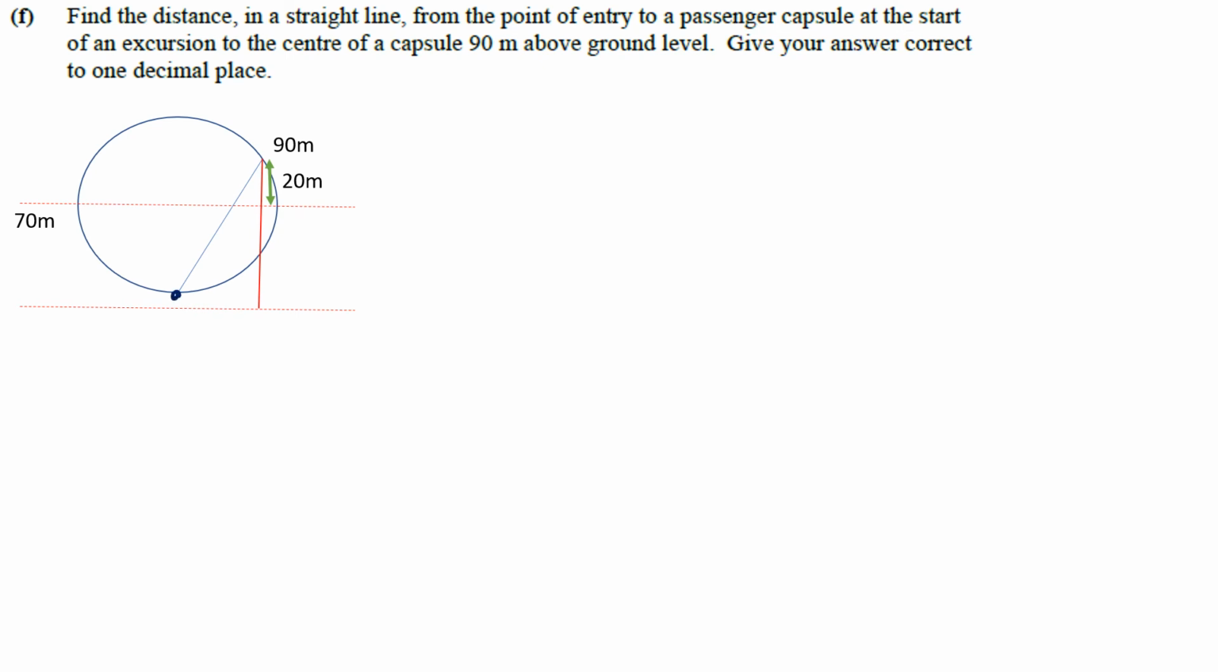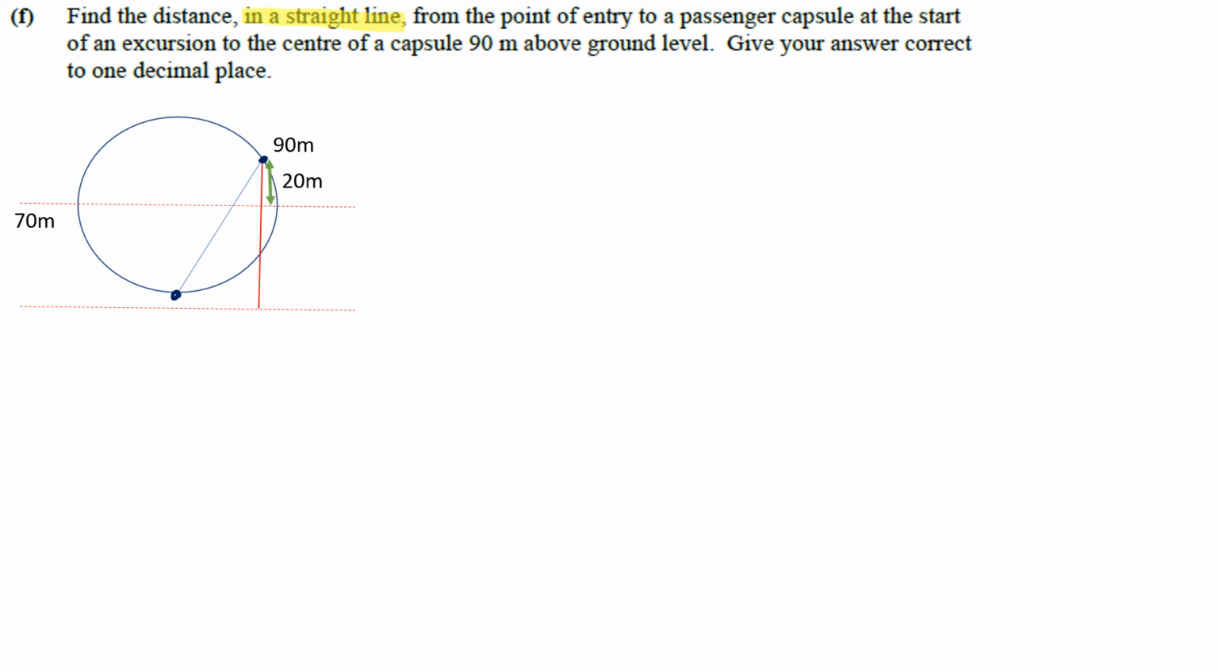And this is my straight line. And they were very, very clear about that. They did say in a straight line up to this capsule that's here. That's 90 meters vertically above the ground. So we're trying to find that distance there. So just that length that I have marked in blue.